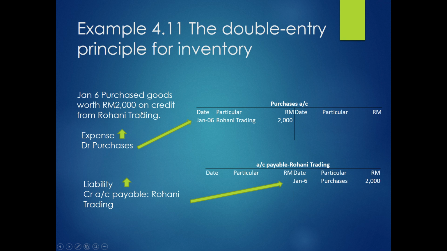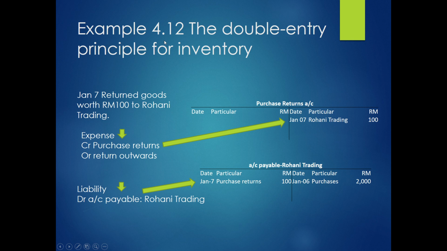Another effect, the purchase of goods was made by credit, which means liability increase. Liability to account payable Rohani increase should be credited. In account payable Rohani Trading, the entry is made in the credit side, January 6. The particular is purchases, which means that the purchase was made from Rohani Trading by credit amounted to 2,000 ringgit.